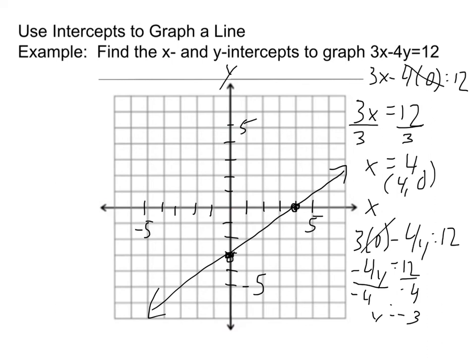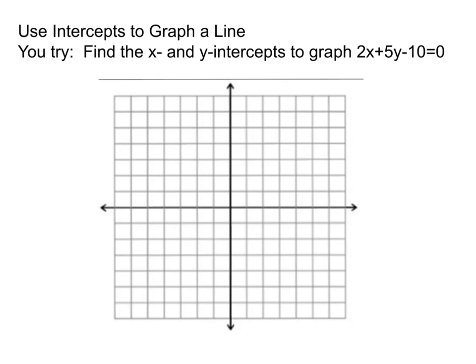I want you to give this a shot now. Go ahead and find the intercepts for 2x plus 5y minus 10 equals 0, and then graph that line. Hit pause. Okay, the first thing we need to do is get it into standard form, so we need to change it to 2x plus 5y equals 10. That's by just adding 10 to both sides to get the 10 to the other side of the equation. So now we're in standard form.